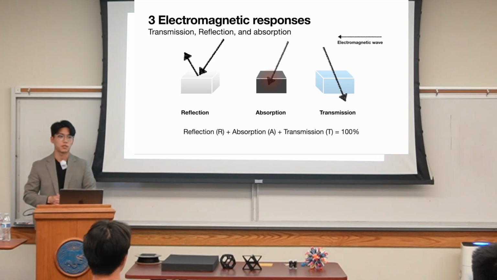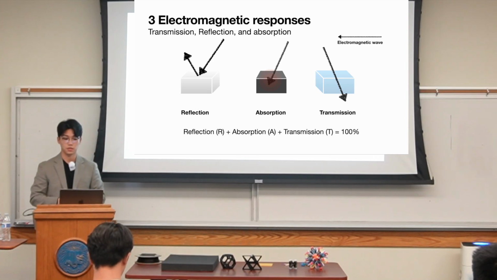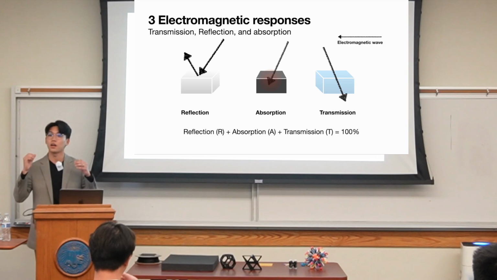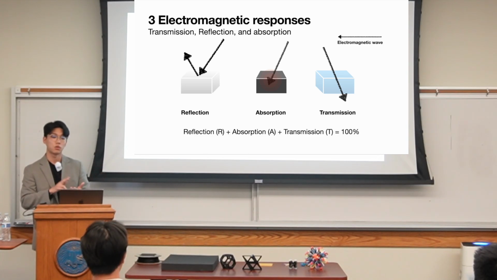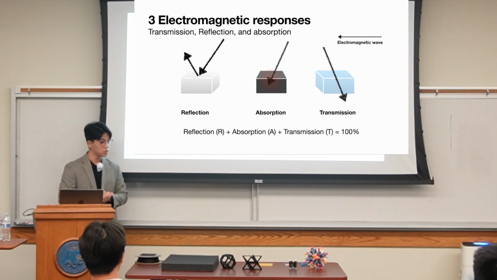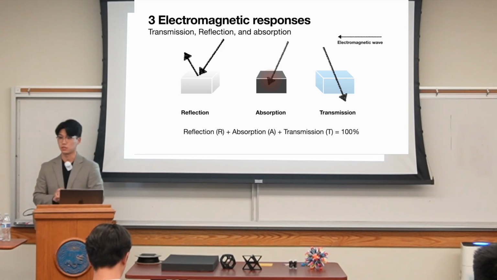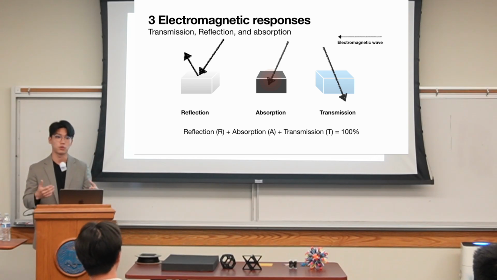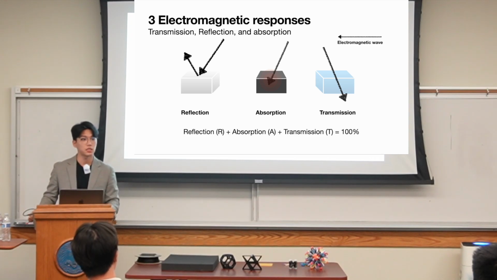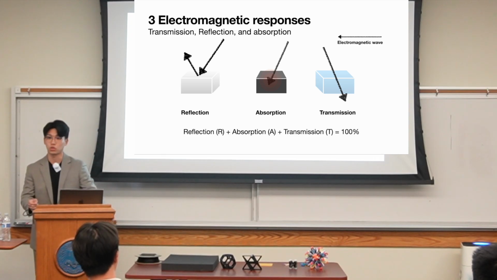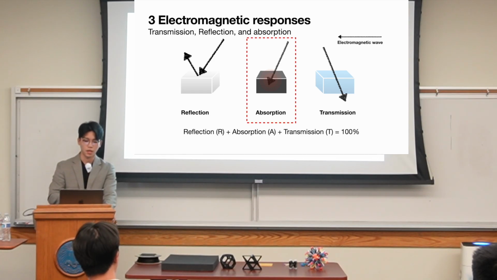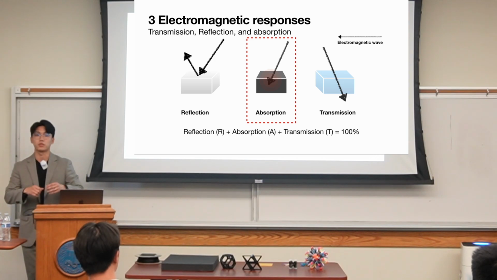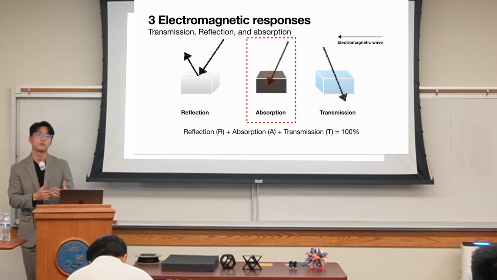So 3 responses can happen if an electromagnetic wave contacts an object. The 3 things are absorption, reflection, and transmission. And those all add up to 100%. Depending on the material property and the structure, we can see different electromagnetic wave responses. And what we're going to talk about today is absorbing this microwave.